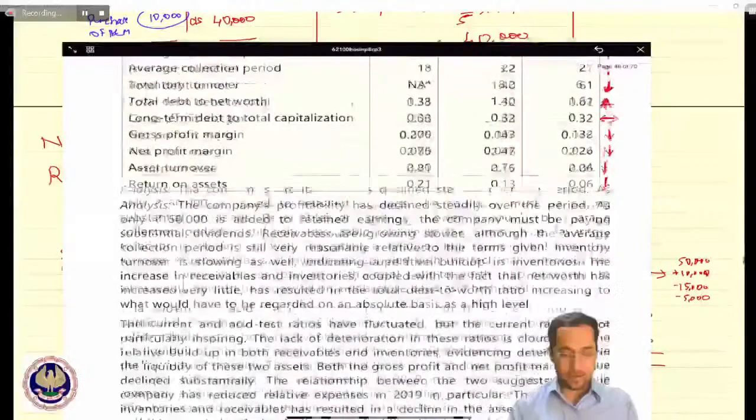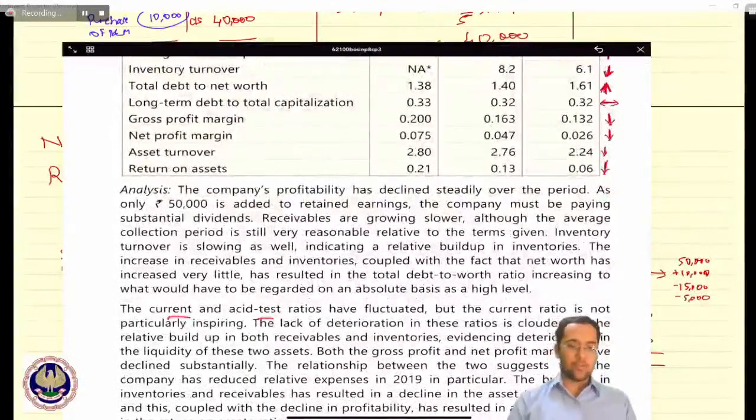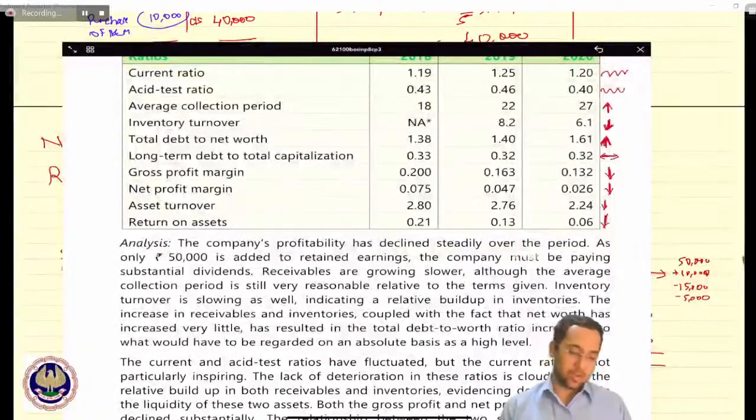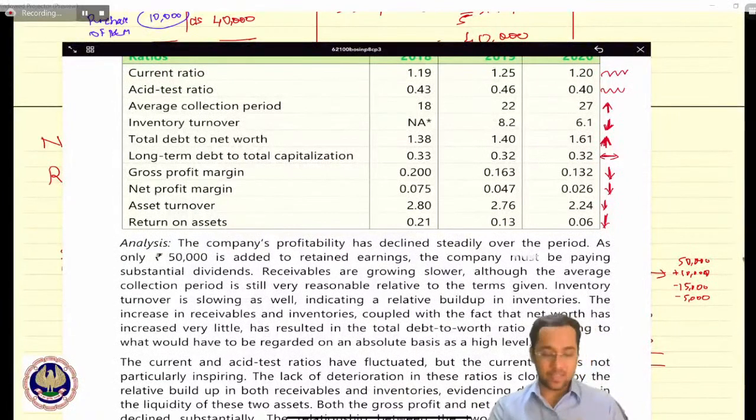So at a higher level, current ratio and asset ratio have fluctuated, but the current ratio is not particularly inspiring. Don't get shocked by these words, sir. How do we get these very fancy words or this high level of English? But you will gradually develop that skill.